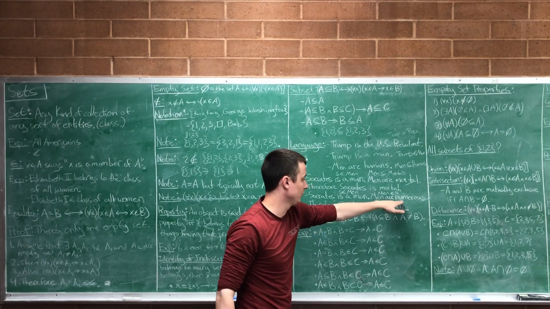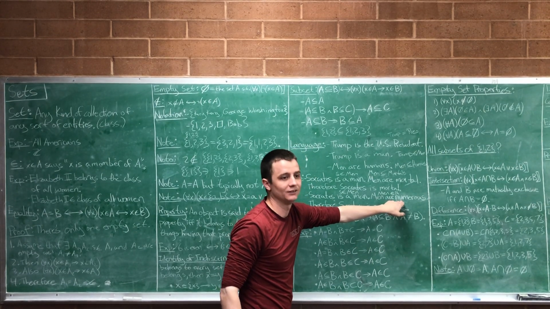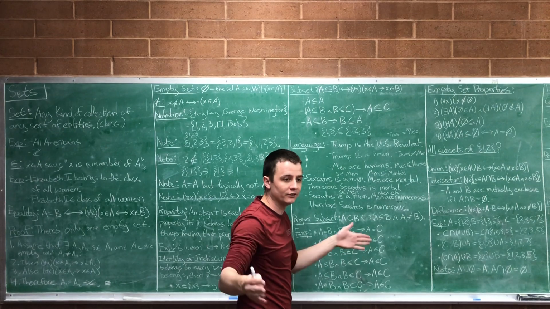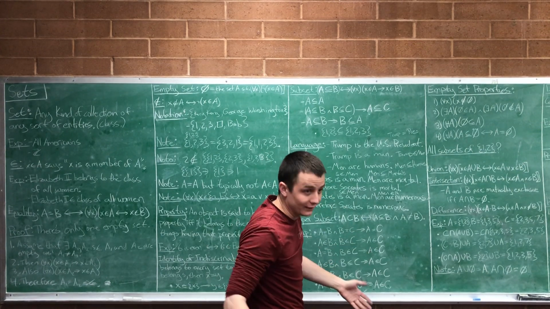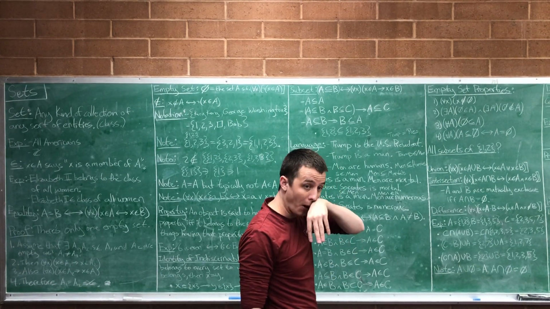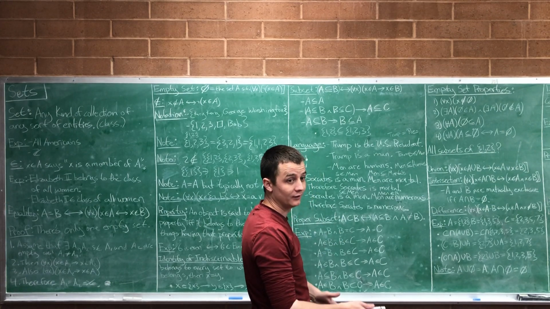So numerous, here you go, Peter. Here's an example of a set that contains sets. Numerous is a set of all numerous sets. Okay, that makes 0 sense.